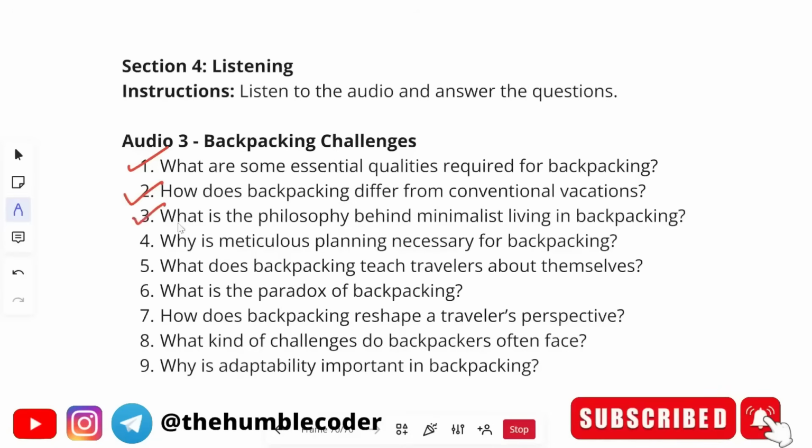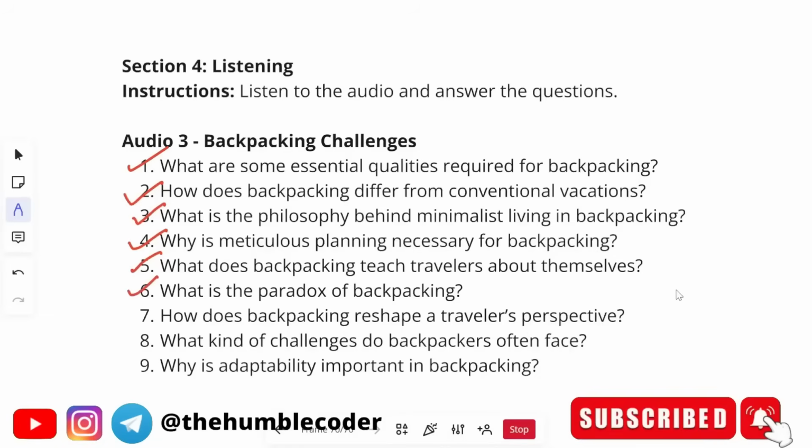Moving on to the next question, what is the philosophy behind minimalist living in backpacking? The answer will be the philosophy behind minimalistic living in backpacking is to rely on only what is necessary. Moving on to the next question, why is meticulous planning necessary for backpacking? The correct answer is planning is important to understand local environments, customs and possible risks. Moving on to the next question, what does backpacking teach travelers about themselves? The correct answer will be backpacking teaches travelers self-awareness and resilience.